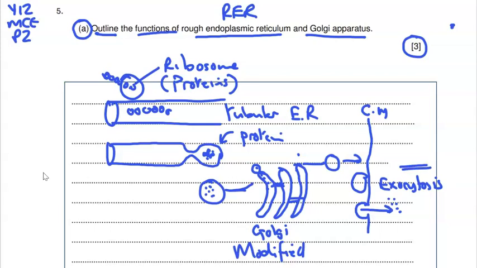So 3 marks, ribosomes and endoplasmic reticulum, 1 mark, packaging and transport to the Golgi for modification, 2, and then its export from the cell, 3. 3 marks. End of question 5A.